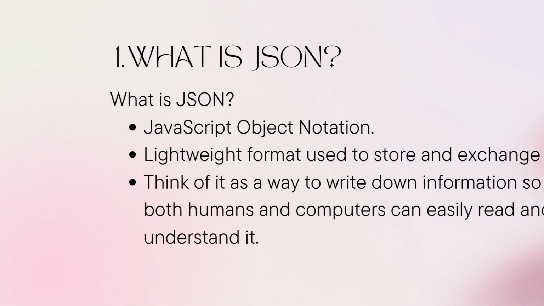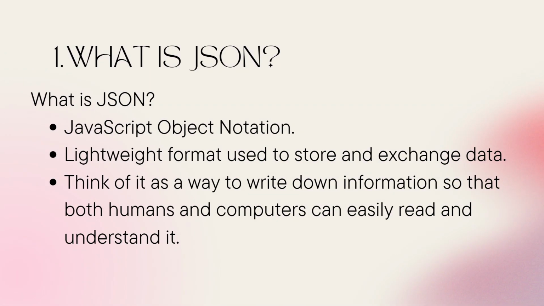So firstly, let's get into what is JSON. JSON stands for JavaScript Object Notation. We can think of it as a way to structure information in a way that's easy for both humans and computers to understand. For example, imagine you're describing someone named Alice who's 25 years old. You could write down this information in a very clear and easy manner for everyone to understand and read. So that is what JSON does. It organizes information in a neat and readable format.